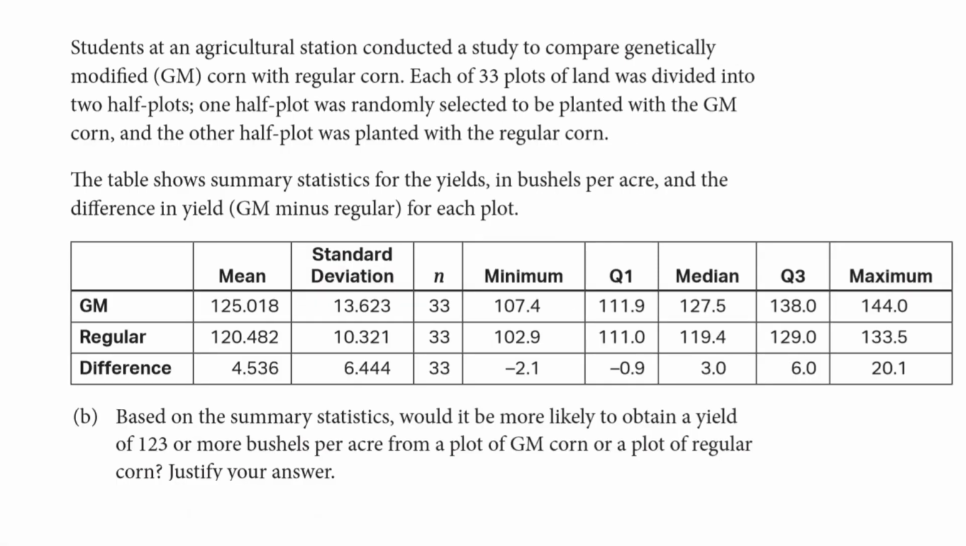Part B. Based on the summary statistics, would it be more likely to obtain a yield of 123 or more bushels per acre from a plot of GM corn or a plot of regular corn? Justify your answer. To compare the yield of 123 or more bushels between the GM corn and the regular corn, you need to compare using the standard normal curve. We will have to convert both of the values into standardized values, which is known as the normal distribution. So let's start with GM corn.